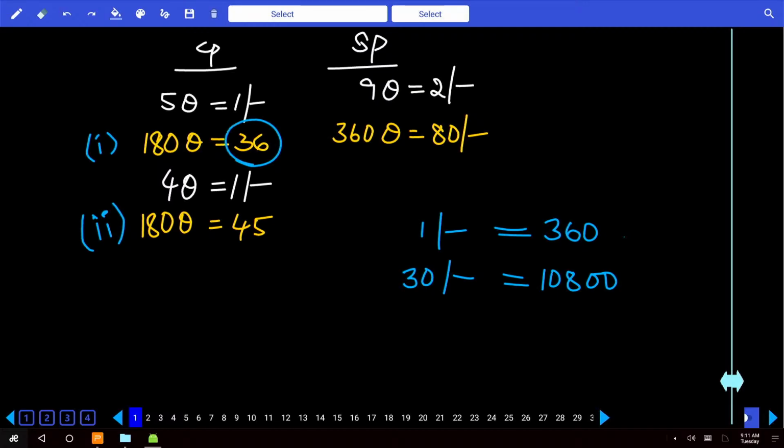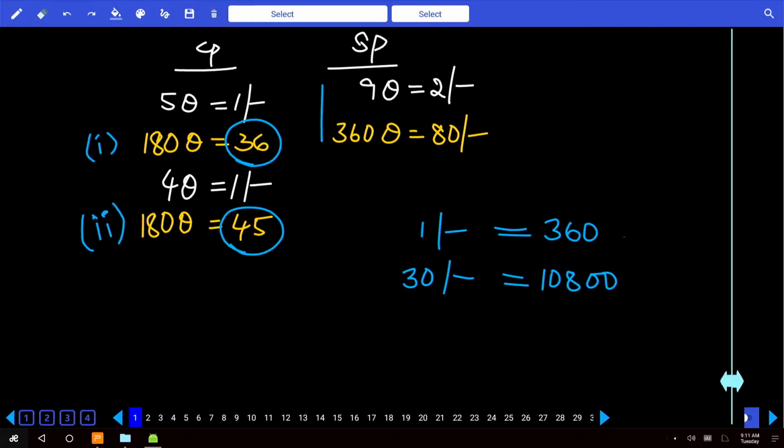So for first variety you are paying 36 rupees. Second variety you are paying 45 rupees. Total you paid 81 rupees. That is total cost. While selling you are getting 2 rupees for every 9 oranges. Like that you are selling 360 oranges. Vertical relation. 9 into 40 will give you 360. 2 into 40 will give you 80.